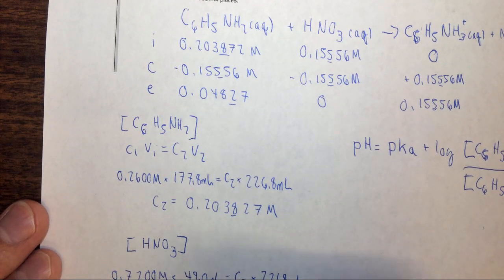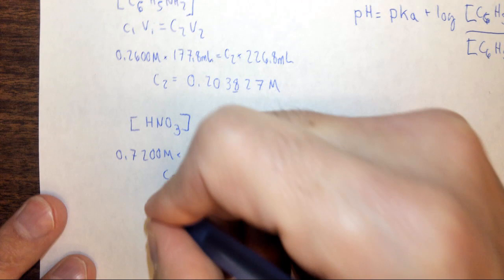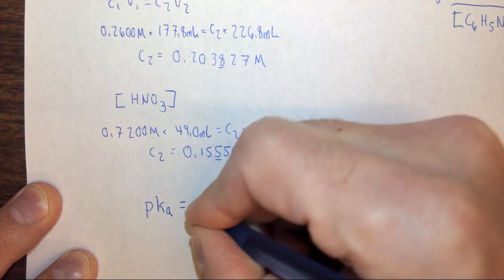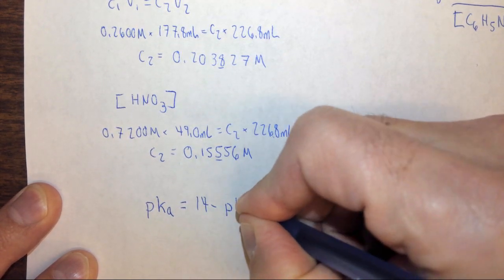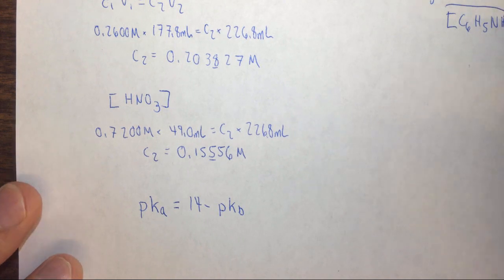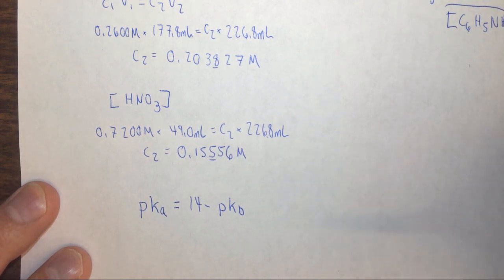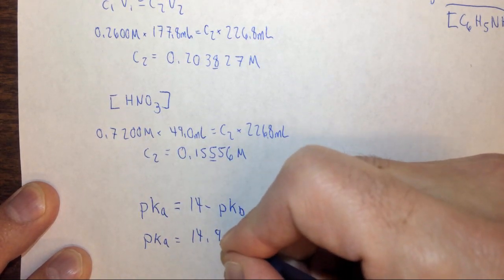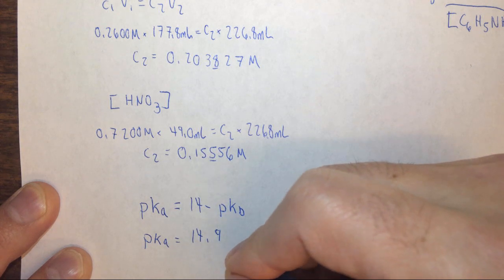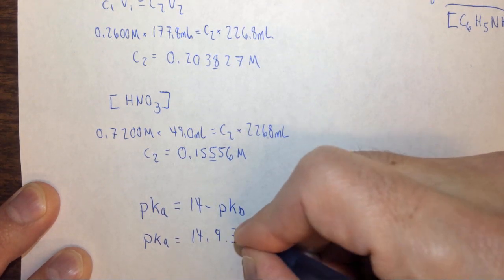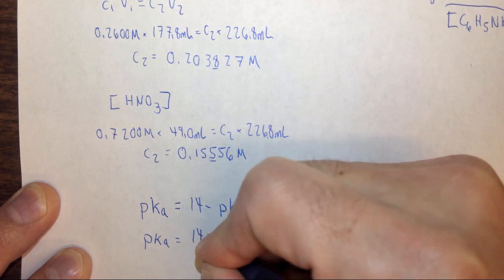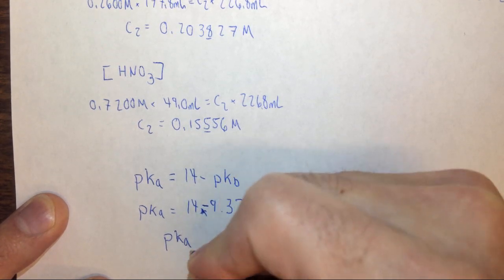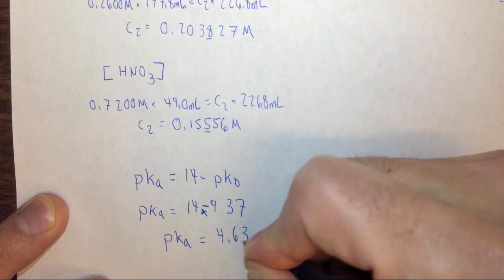Well, if you recall, the pKa plus the pKb equals 14, or said another way, the pKa equals 14 minus the pKb. And I apologize that I'm all over the place, but with this camera I can't fit the entire sheet on one screen. So the pKa equals 14 minus the 9.37 given in the problem. That should be a minus, so it's 14 minus 9.37, and therefore the pKa equals 4.63.